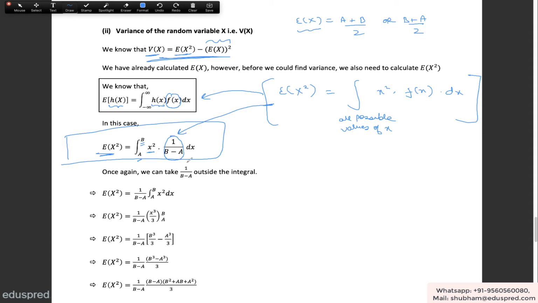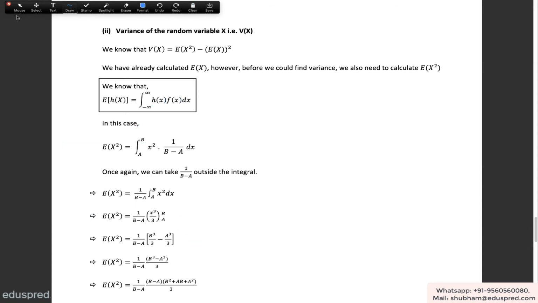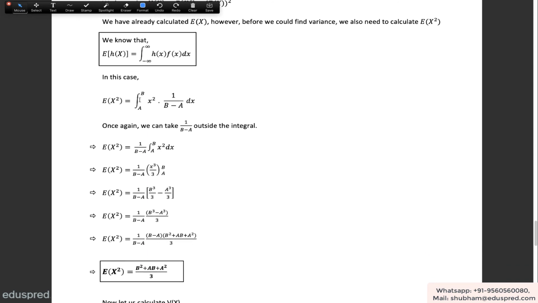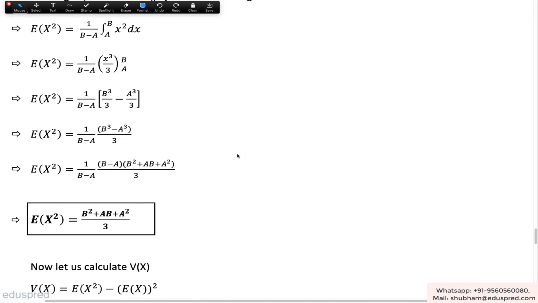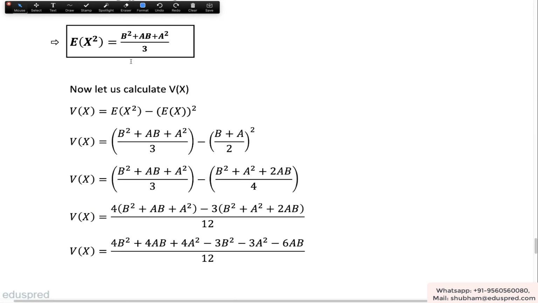Once again, 1 divided by b minus a is a particular constant, so we can take it outside the integral. That means now we just have to integrate x square. The integration of x square is going to be x cubed divided by 3. After doing this integration, we have to put in these values b and a over here. So you put in these values, and once we solve it, we will get that the expected value of x square is actually equal to this. Okay, so this is the expected value of x square.